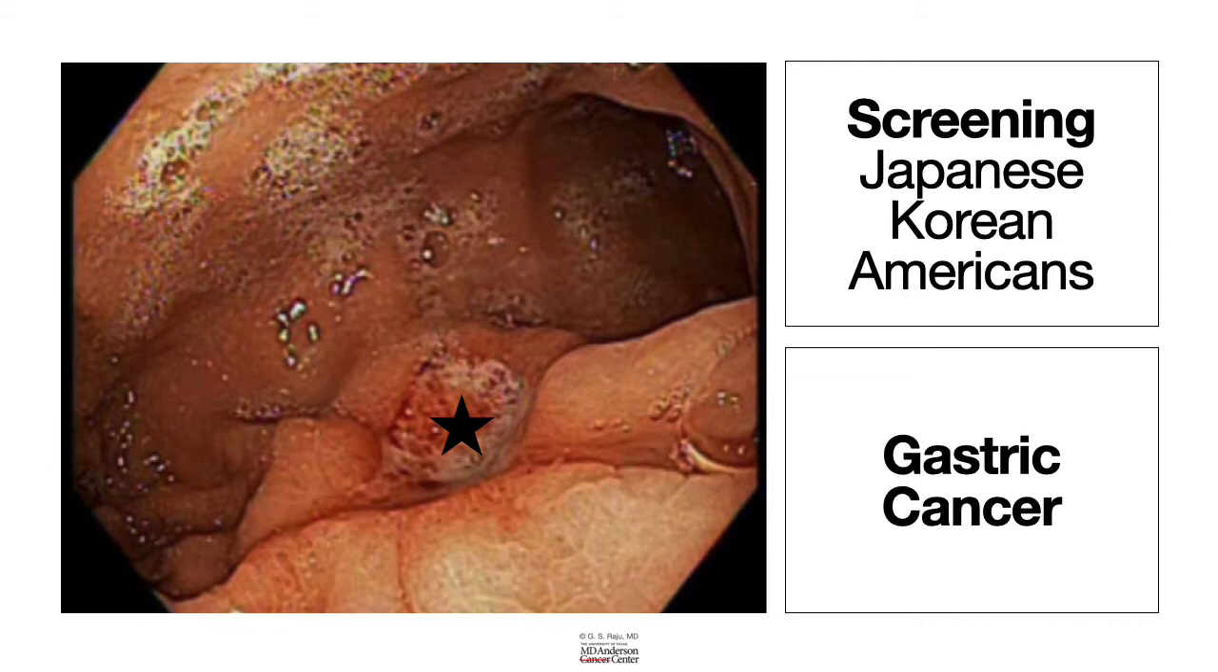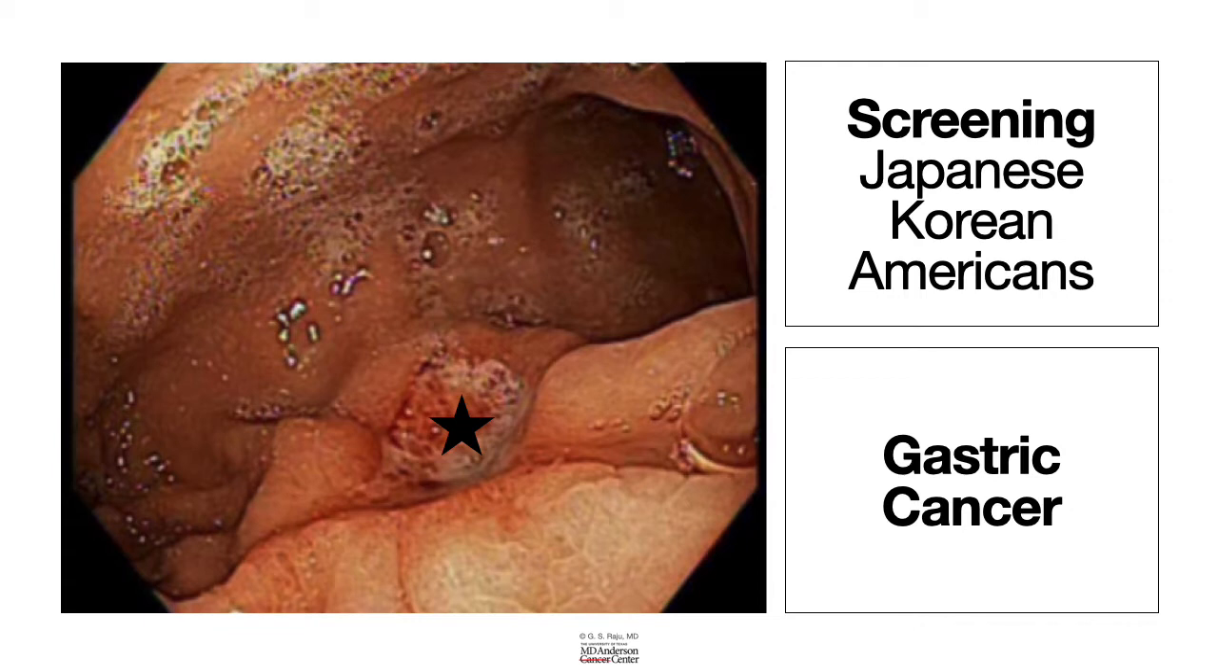This may be advanced and it may require surgery, chemo, etc. A lot of morbidity and mortality. You want to find this cancer before it becomes too late and in a stage where you could treat it by endoscopy.